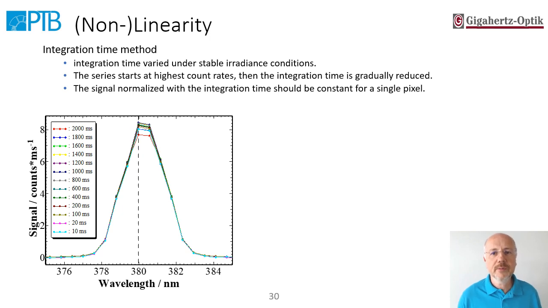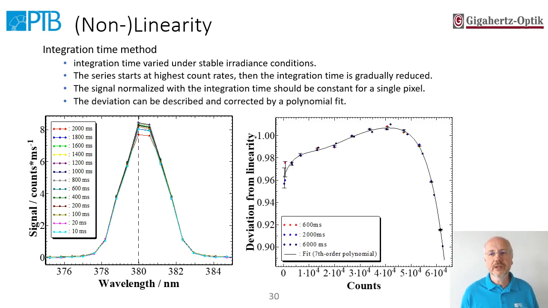We perform measurement series starting at different irradiance levels and so at different starting integration times. If we have a look at the deviation from linearity of these series, they look very similar, and a polynomial fit can be calculated for the deviations with respect to the measured ADC counts.